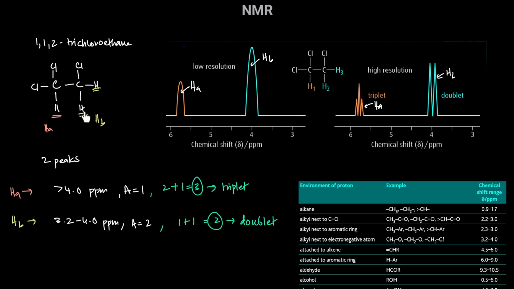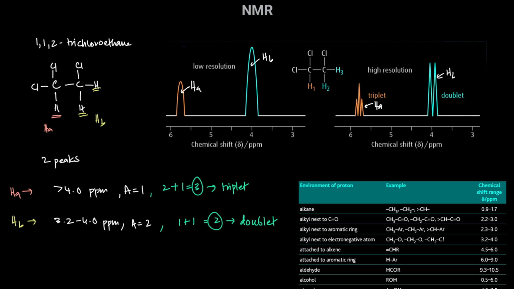And then HB was the second type of proton, bonded to a carbon with just one chlorine. We expect that shift to be in the range 3.2 to 4.0 parts per million. So HB shifted in that range, and HA, because there were more electronegative atoms, had a greater chemical shift, or shifted further downfield. The relative area corresponds to the number of protons. So the relative area for HA was 1, because we have just one proton in this environment, and the relative area for HB was 2, because we have two protons in this environment.